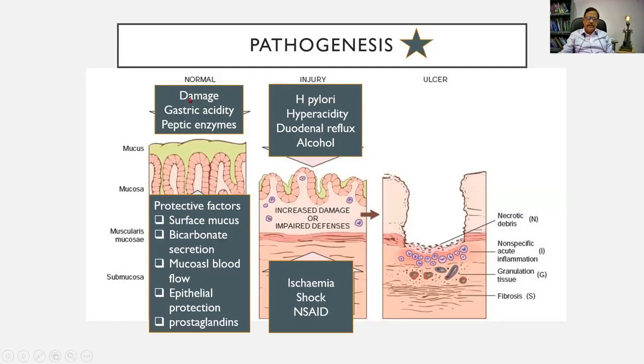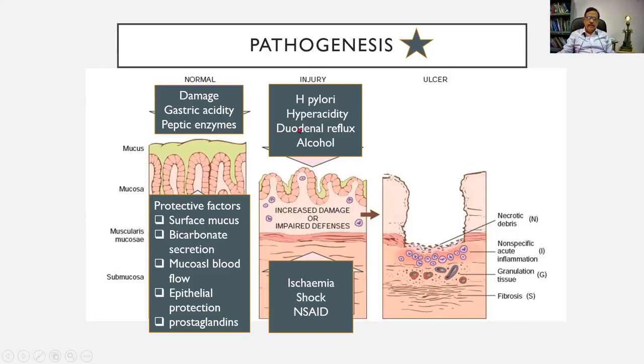So normally you find that there is a gastric damage because of increased acidity and the peptic enzymes. The damage is because of this. But then there are some protective factors such as the surface mucus, bicarbonate secretion, then the normal mucosal blood flow, epithelial protection that is there, and prostaglandins. These are all some factors which protect us from the ulcer. Otherwise, all of us will be having ulcers.